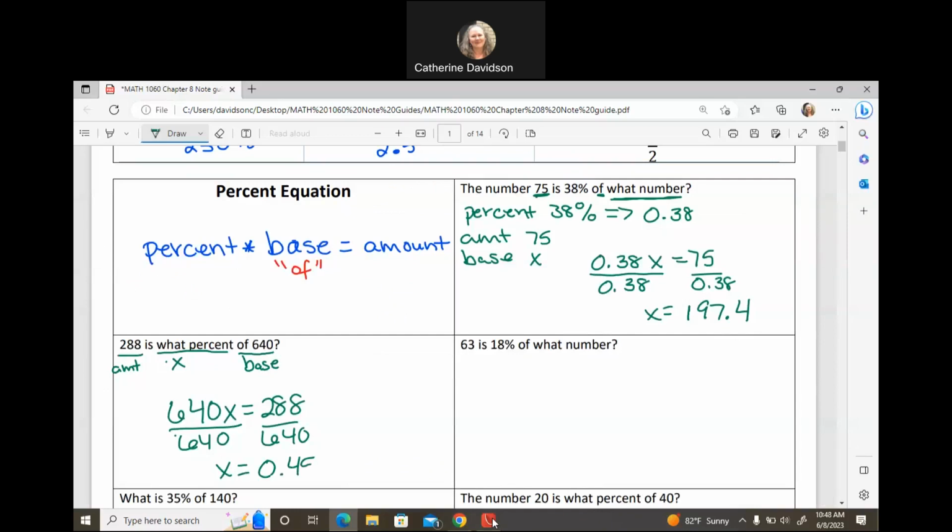So we have a decimal, but it's asking what percent. So here I do need to convert this back to a percentage. So move the decimal 2 places to the right, or multiply that 0.45 by 100. So that's going to be 45%.